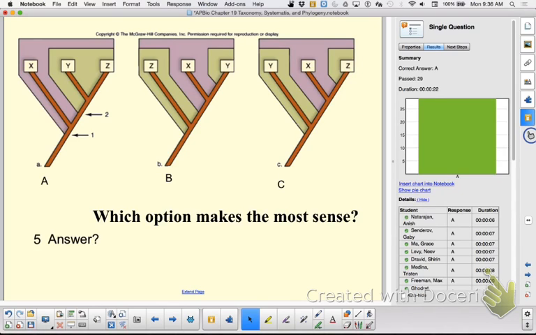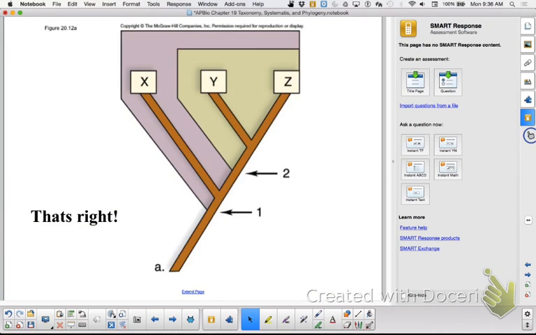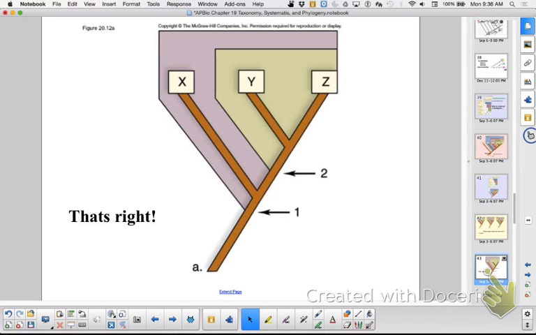Yay! Our first Sunday. Good job. That's right. You picked the right one. I was hoping you would. I've had those slides ready for every single one, but I haven't been able to use it yet. I'm just kidding. Okay, go to interpreting phylogeny.